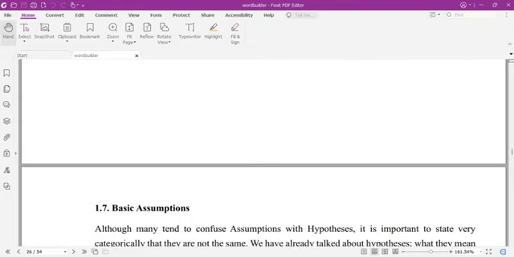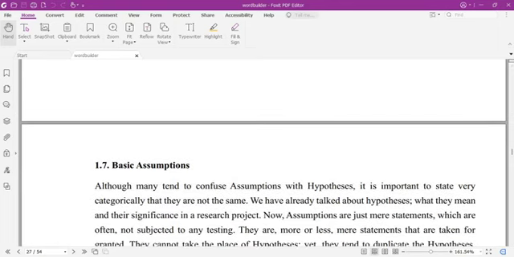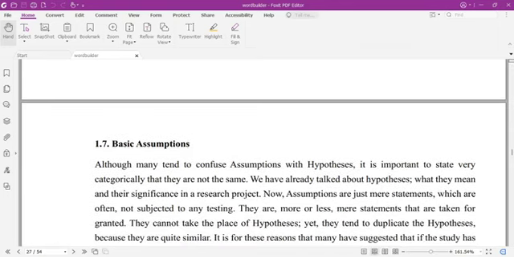All right, let's look at the basic assumptions. Although many tend to confuse assumptions with hypotheses, it is important to state very categorically that they are not the same. Assumptions, you're assuming something. You're not sure of it. You don't even know about it. You're just assuming this is this. This could be that.